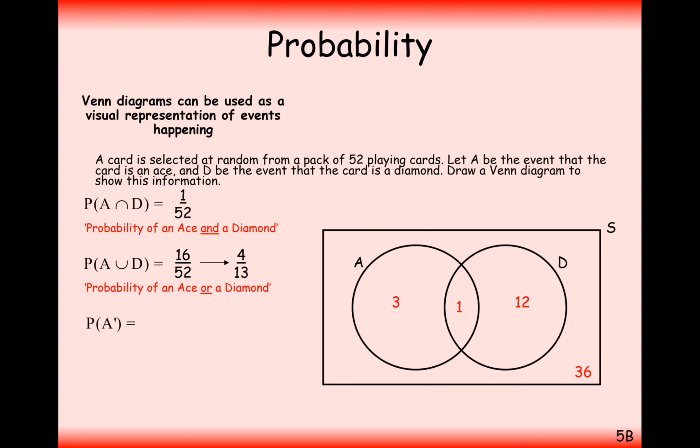The next question here is the probability of A dash. Now that's the probability of not an ace coming up. So we know the probability of an ace is 4 out of 52. So it's basically 1 minus 4 out of 52. Or you can effectively count up the number of cards that are not an ace, and that will give you 48 out of 52 as well. And we can simplify this to 12 out of 13.